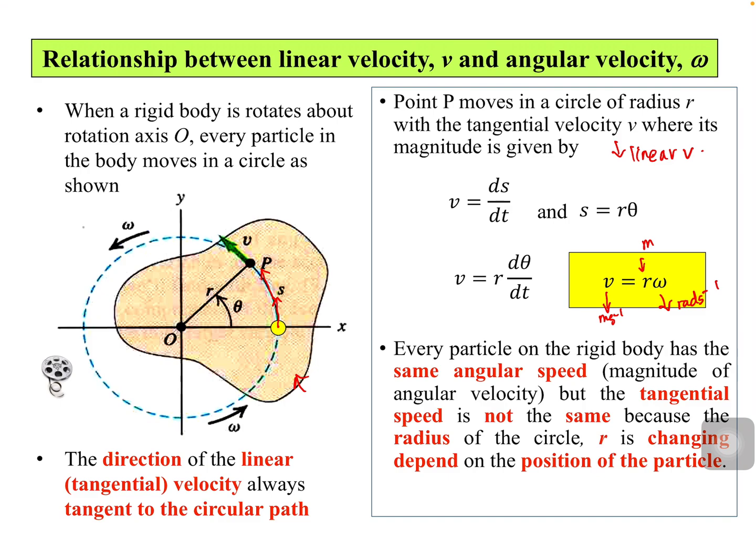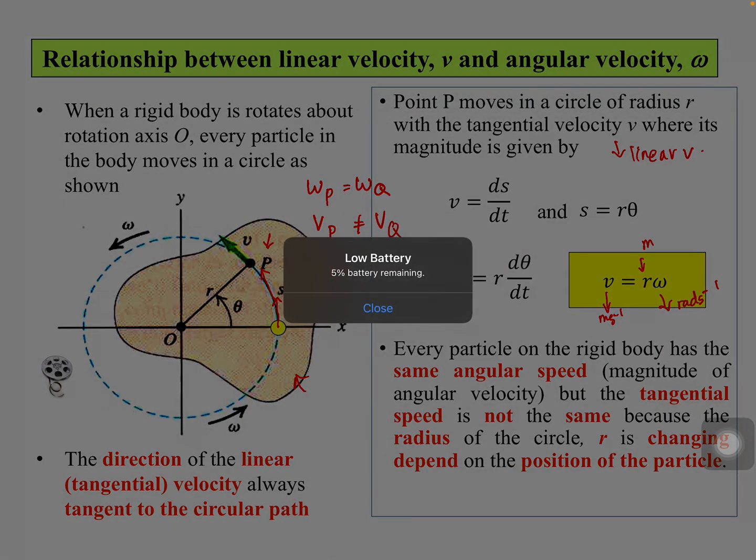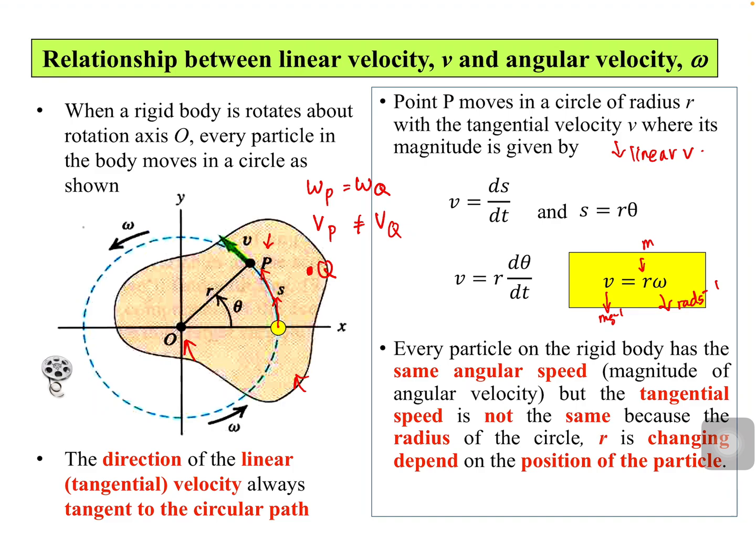Means that whenever you want to use v equal to R omega, omega must be in radian per second. Every particle on the rigid body has the same angular speed, magnitude of angular velocity, but the tangential speed is not the same because the radius of the circle changes depending on the position. So, maksudnya, katalah you ada position P, then you ada position, kata kat sini is Q. Means that omega at P sama dengan omega at Q. But linear velocity of P tak sama dengan linear velocity of Q, because linear velocity depends on the radius from O.